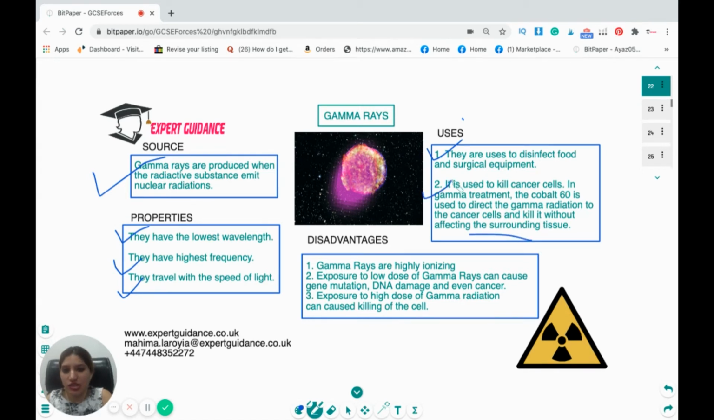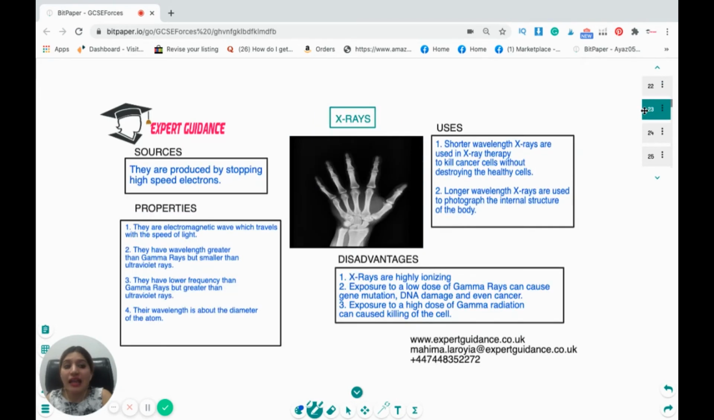The disadvantage of gamma rays is that they are highly ionizing. Exposure to a low dose of gamma rays can cause gene mutation, DNA damage, and even cancer. And exposure to a high dose of gamma radiation can cause killing of the cell. So remember the uses, the properties, and the harmful effects as well. Same thing goes for X-rays.